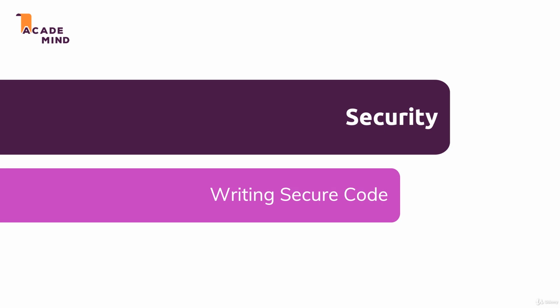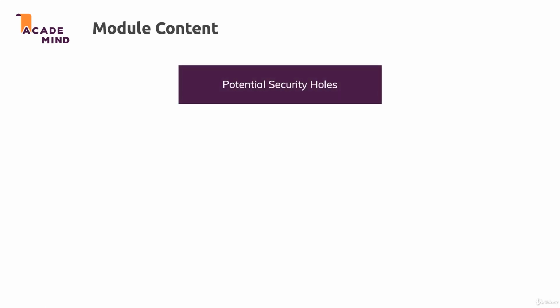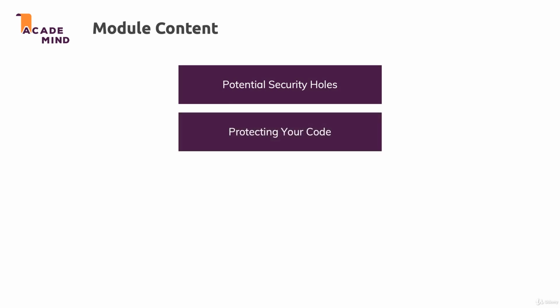In this module, I want to highlight what you should watch out for when writing JavaScript code, and some common pitfalls or important things you need to keep in mind to ensure that your code is secure and you're not exposing security relevant data or anything like that in your scripts. Specifically, we'll have a look at potential security holes and things to watch out for when writing JavaScript code. I'll of course also let you know how you can protect your code or which steps you can take to ensure your code is protected.